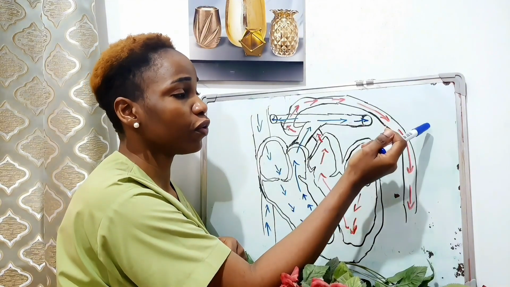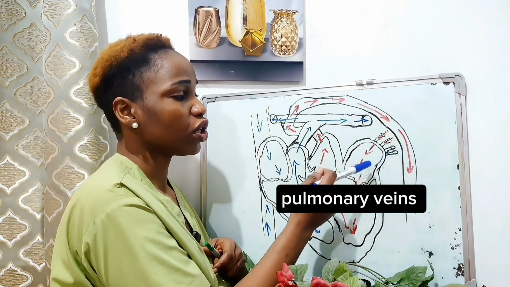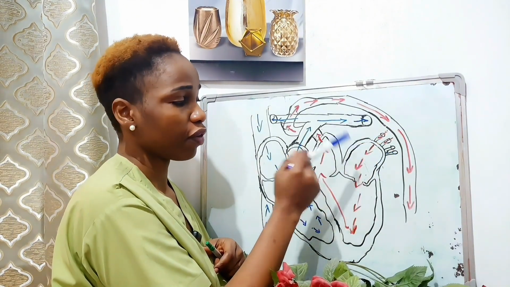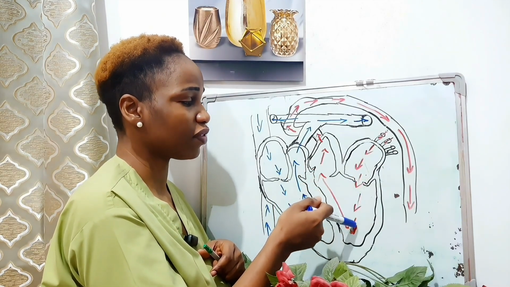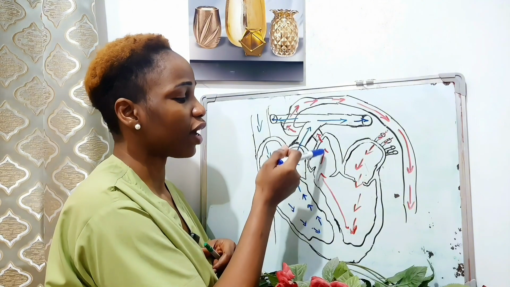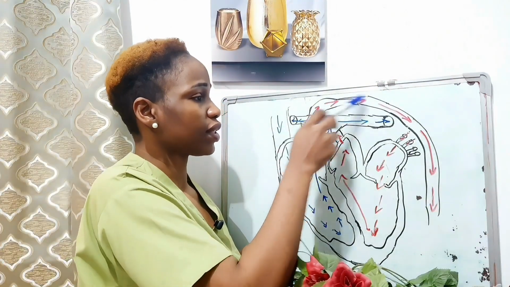Then this blood moves from the lungs through the pulmonary vein to the left atrium. From the left atrium, the mitral valve opens and it moves into the left ventricle. From the left ventricle, it moves through the aortic valve to the aorta for systemic circulation.